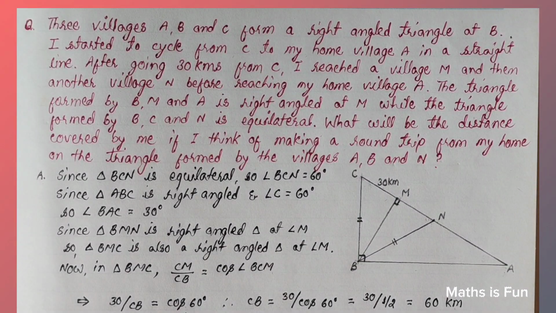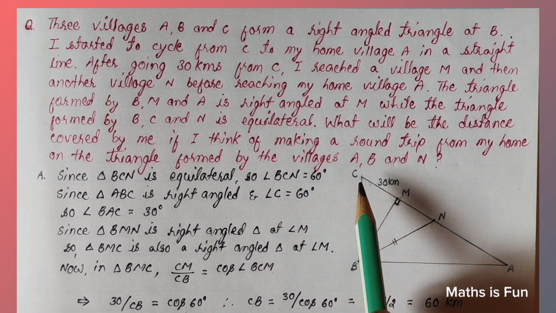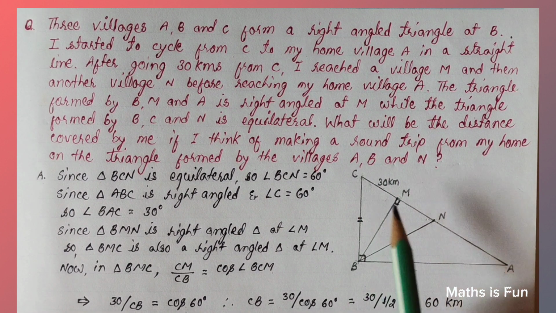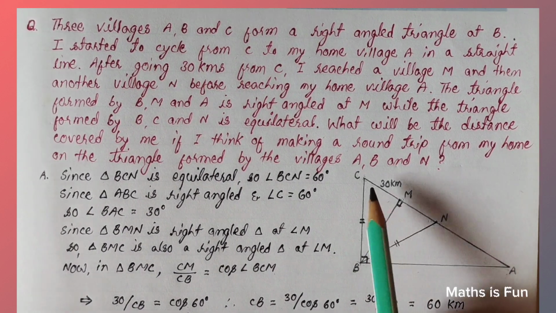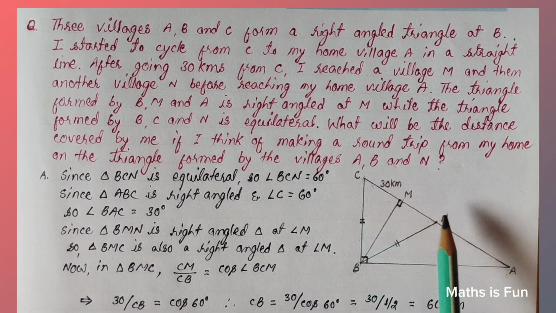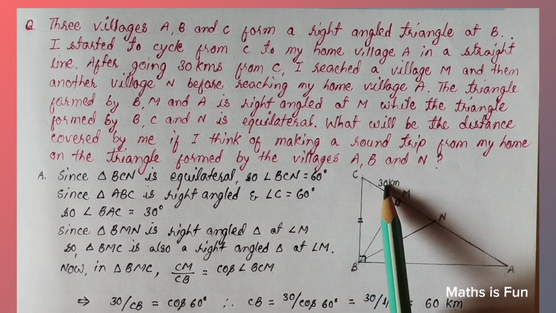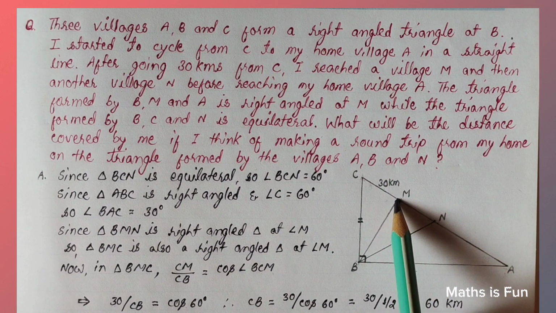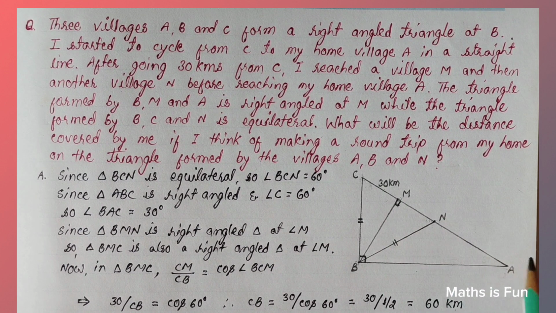Okay, so let's understand the question first. Three villages A, B and C are given that form a right angled triangle at B. Then the guy in question starts to cycle from C to his home village A in a straight line. But after he travels 30 kilometers from C, he reaches M, a village, and on further traveling he reaches N before he reaches his home village A.